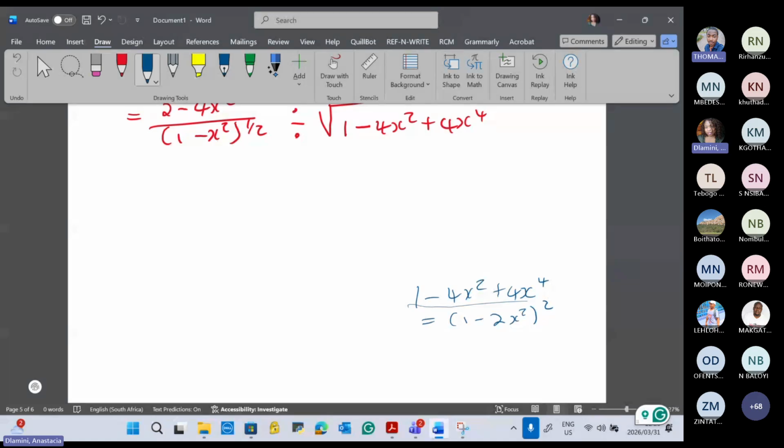But how did you do it? Because look at it, it's 1 minus 4x squared plus 4x to the power of 4. So we want to factorize it, right? Now he says the answer is 1 minus 2x squared to the power of 2. You see? So I think the answer is correct. But now how do we get to the answer that I think is correct?